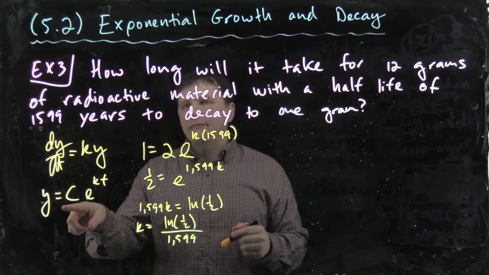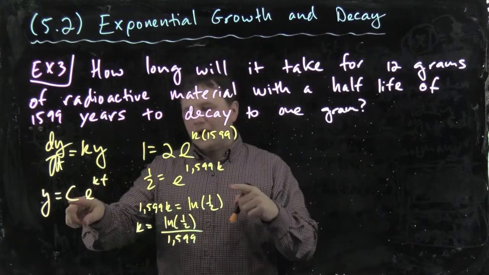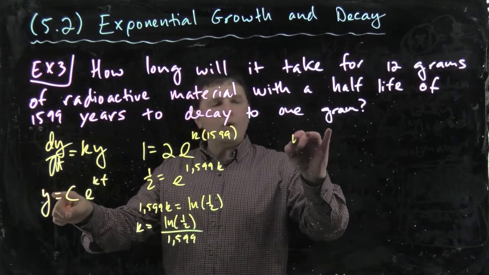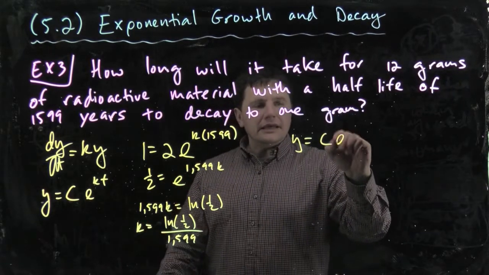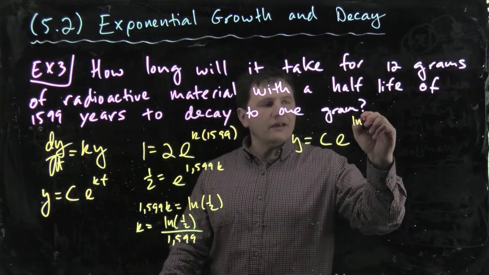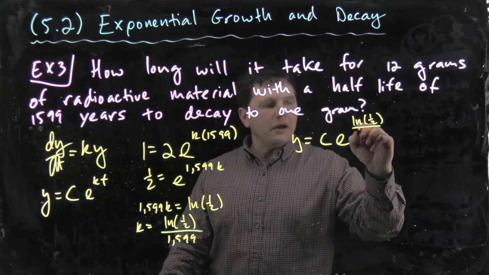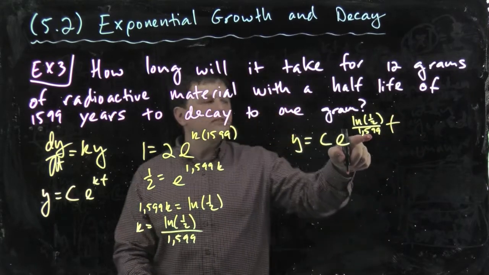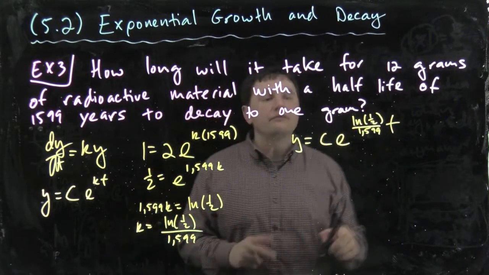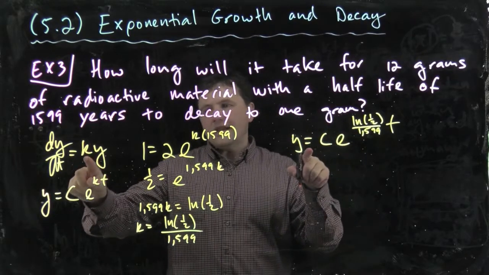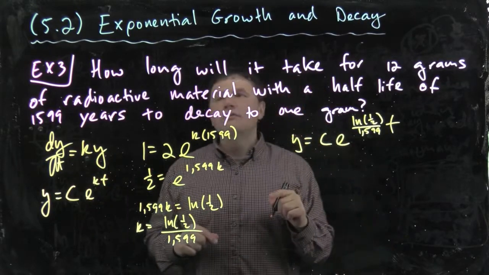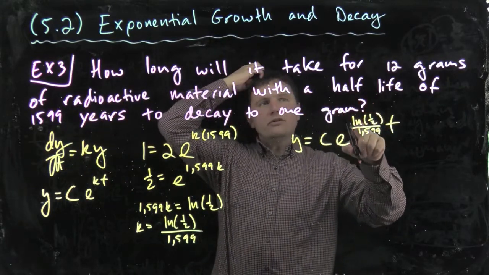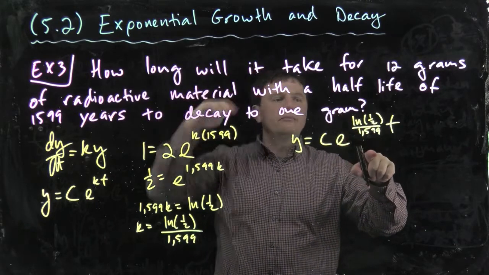So in order to get when it's going to drop to 1 gram, I still have to find c. So I'm going to plug this in here. So we've got y is equal to c e to the k times t. So that's ln of 1/2 divided by 1,599, and that is t. And once again, this is negative because of the ln of 1/2. So don't be thrown off by that. Like I said, the decay is going to give us a k that's negative. All right, so now we need to find c, and that's where, how long will it take for 12 grams of radioactive material with a half-life to decay to 1 gram?